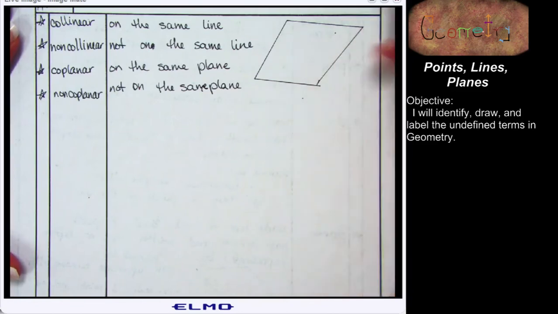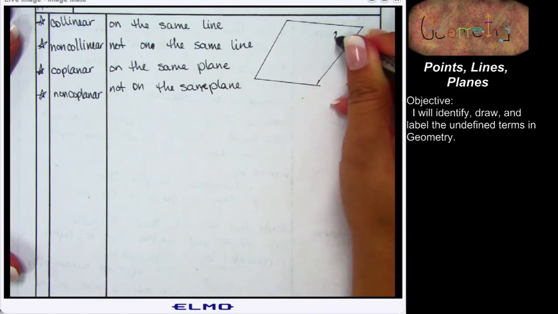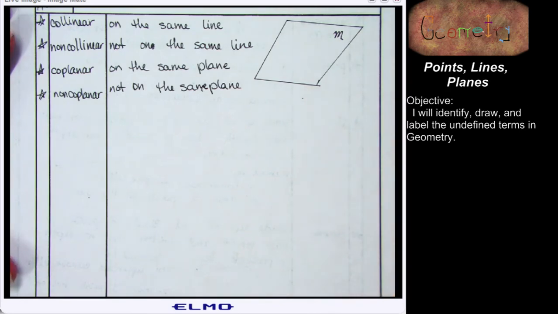I'm going to do my uppercase cursive M. I'm going to try not to hide my writing with my hand. There it is. We could also name it with three points not on the same line. Using our new vocabulary, how should I say that? Which word is not on the same line? Non-collinear. So we're going to put it together. We need three non-collinear points.